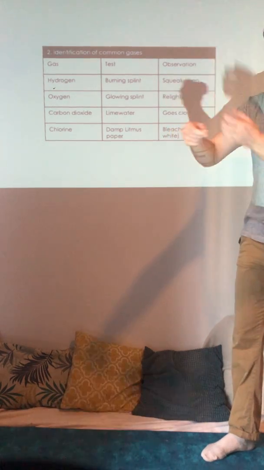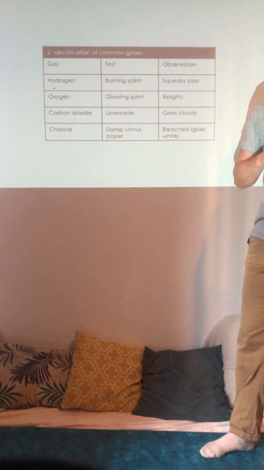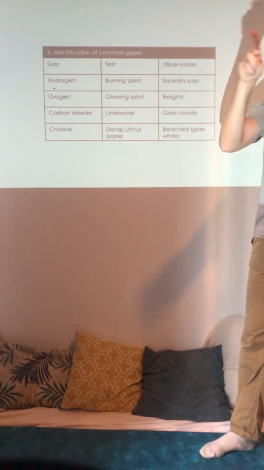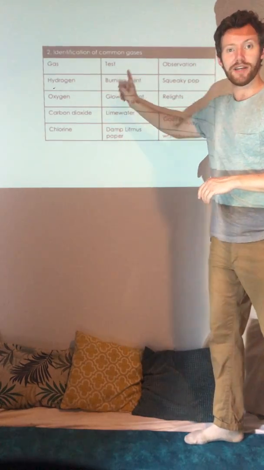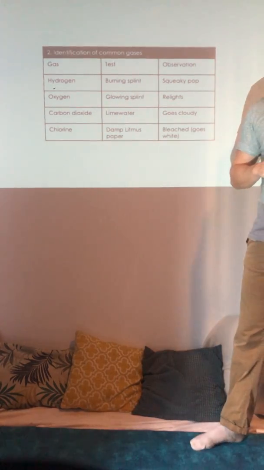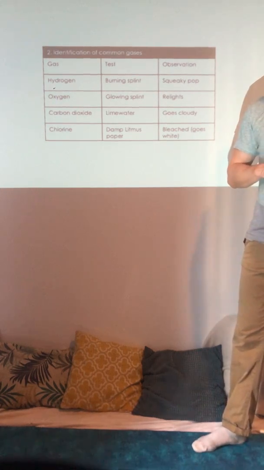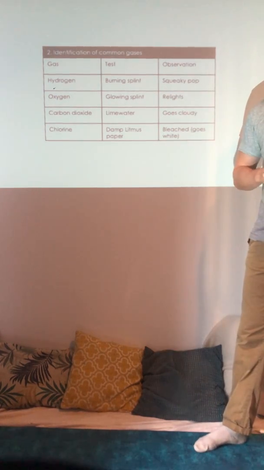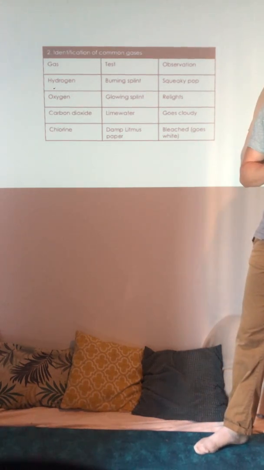If it's present, our glowing splint will relight, okay? Oxygen being within our fire triangle. And finally, hydrogen: a burning splint, and you will have a squeaky pop if hydrogen is present within your environment. So 4 gases, we need to show how to test for the presence of this.